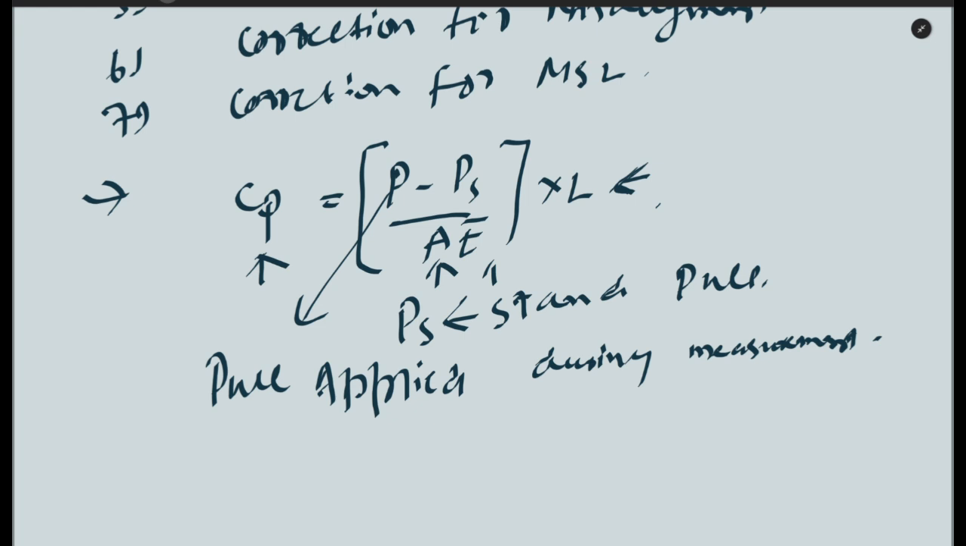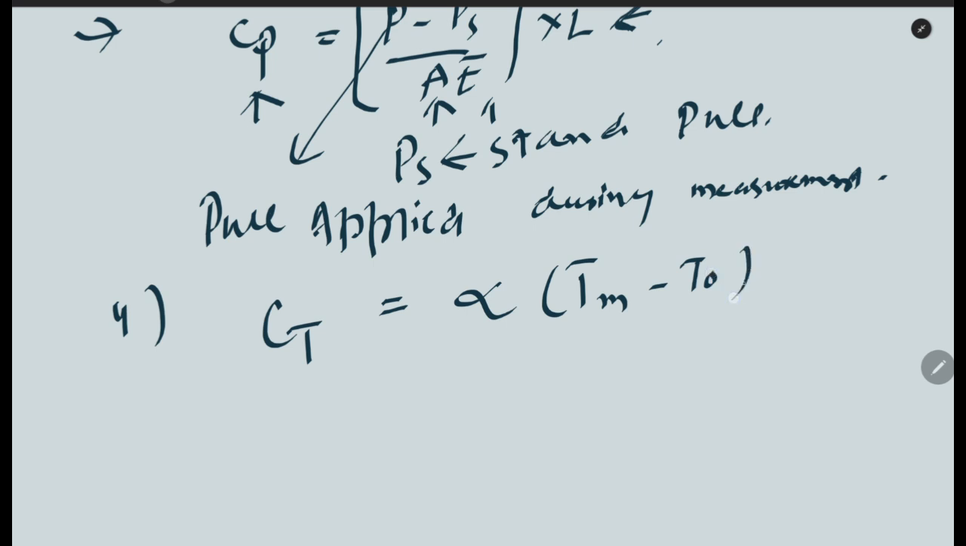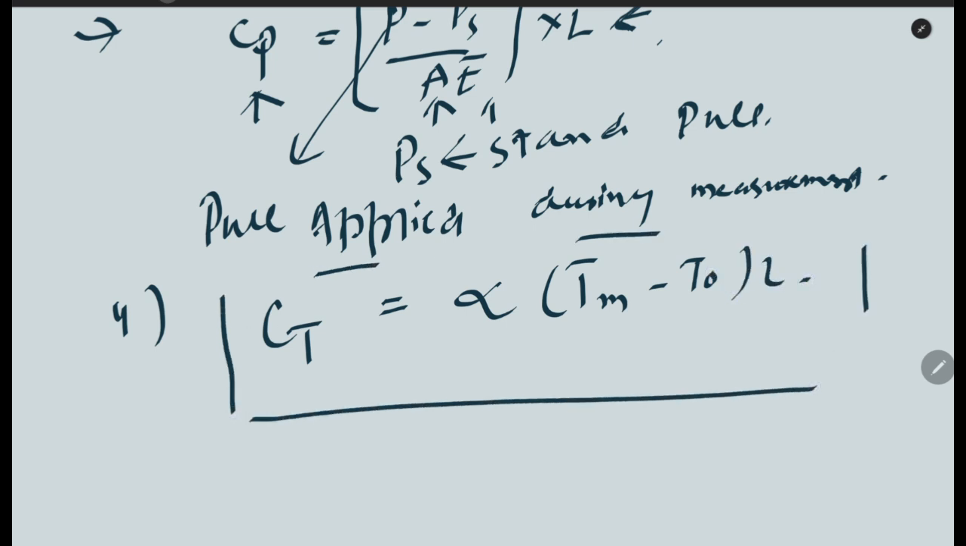The fourth one I can discuss here is correction for temperature. The CT correction for temperature is simply given by alpha (Tm minus T0) into L. CT is again correction for temperature, and Tm is the mean temperature during measurement, and T0 is the temperature for standardization. And alpha is the coefficient of linear expansion.